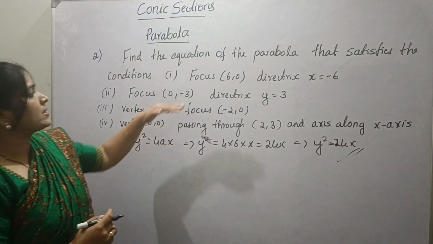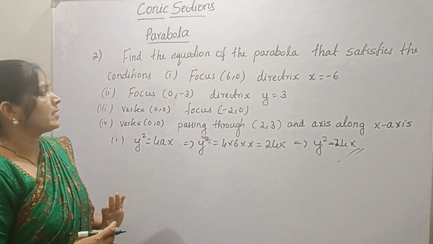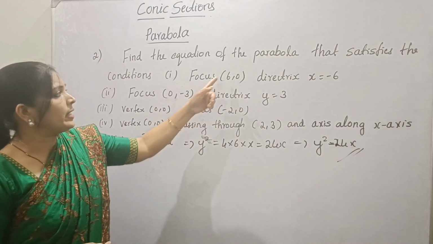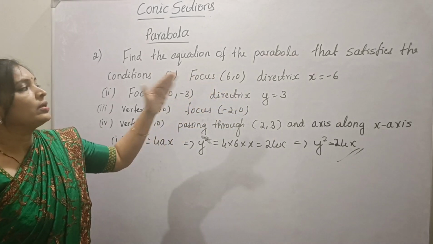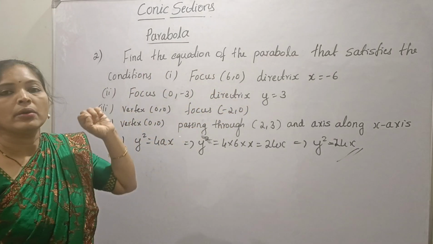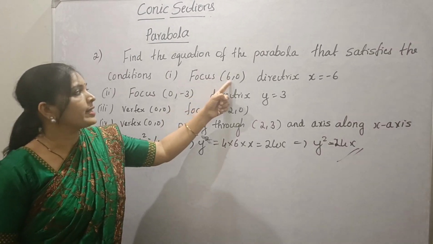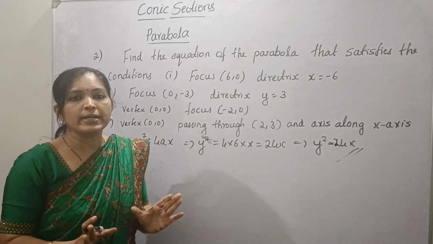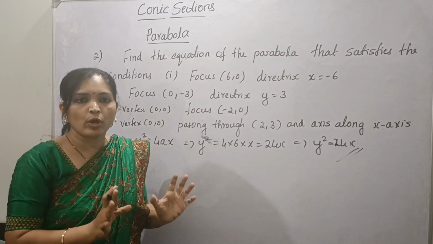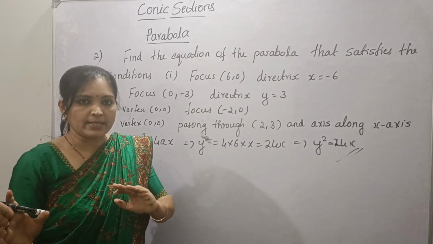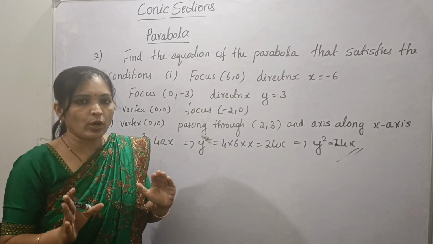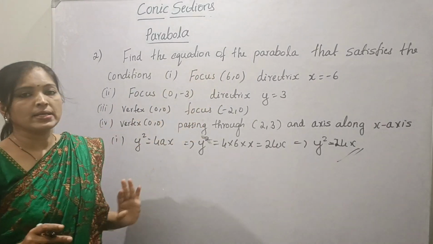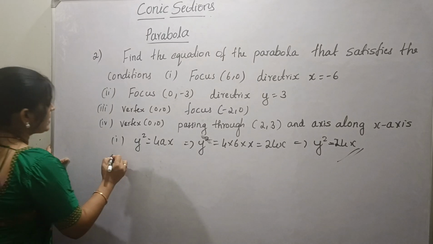Okay. So here, according to this, we can write directly. If it is (0, 6), it will be minus 4x, right? So here it is (6, 0). Therefore, it is a point on the positive x-axis. That means the parabola is along the positive x-axis. Therefore, the equation of the parabola is y square is equal to 4ax. Substitute the a value. A is 6. Next, second one.